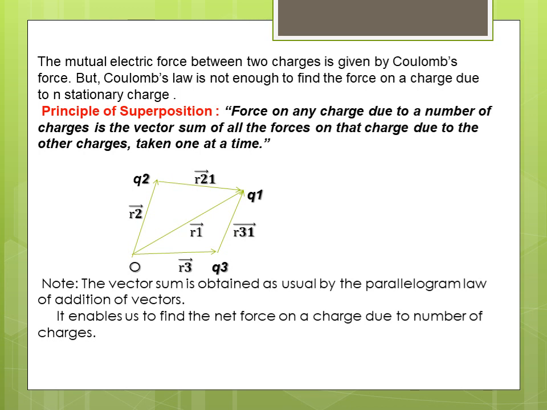The principle of superposition is applicable in different contexts. Here, we will use the principle of superposition in terms of force, which says the force on any charge due to a number of charges is the vector sum of all the forces on that charge due to the other charges taken one at a time. See the diagram. Q1, Q2, Q3 are the three charges with position vectors R1, R2 and R3 from origin O.